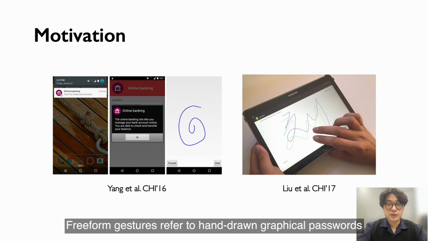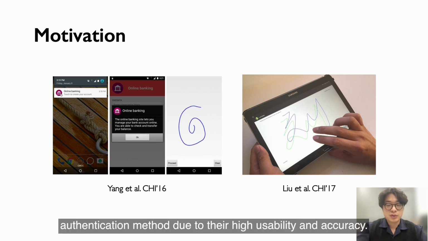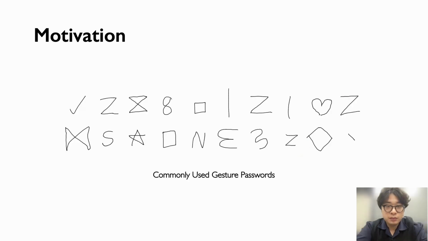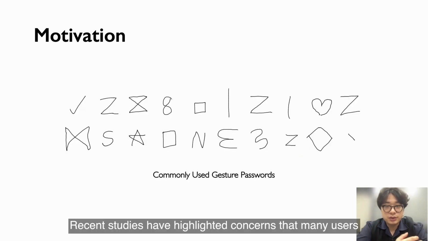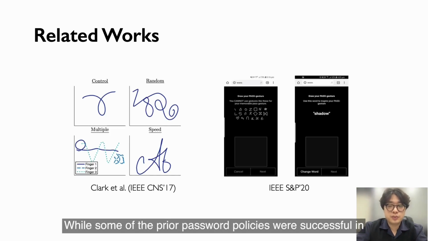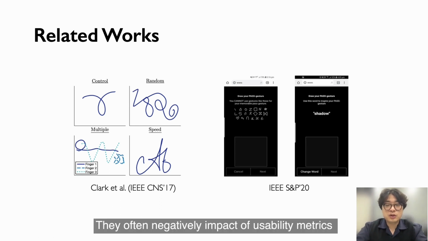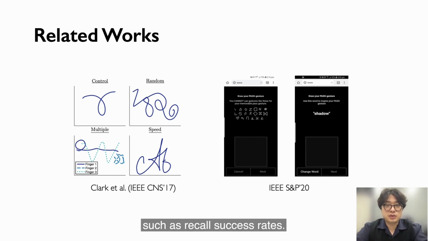Freeform gestures refer to hand-drawn graphical passwords that are designed for use on touchscreen devices. They have been proposed as a promising authentication method due to their high usability and accuracy. Recent studies have highlighted concerns that many users actually select simple forms of gesture as their password. While some of the prior password policies were successful in achieving their security goal, they often negatively impacted usability metrics such as recall success rates.